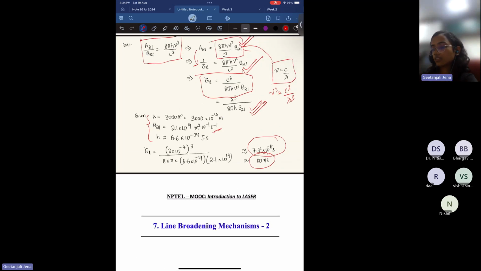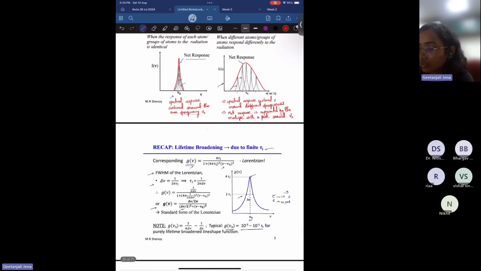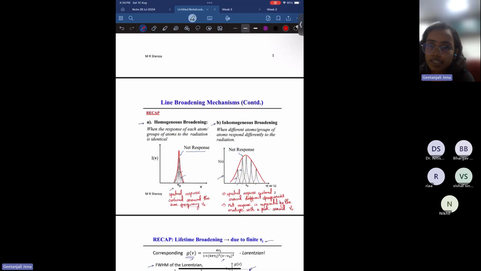Okay. So let us go through the second type of line broadening mechanism, which is lifetime broadening, homogeneous and inhomogeneous broadening. We have already seen in the previous section that homogeneous broadening is the case where we have identical response from each of the atoms, and in inhomogeneous broadening we have non-identical response from each of the atoms. In homogeneous broadening, the spectrum is centered around a single frequency, nu0. In inhomogeneous broadening, there are different spectra centered around different frequencies, lesser than nu0 and higher than nu0. So the net response is this red envelope.